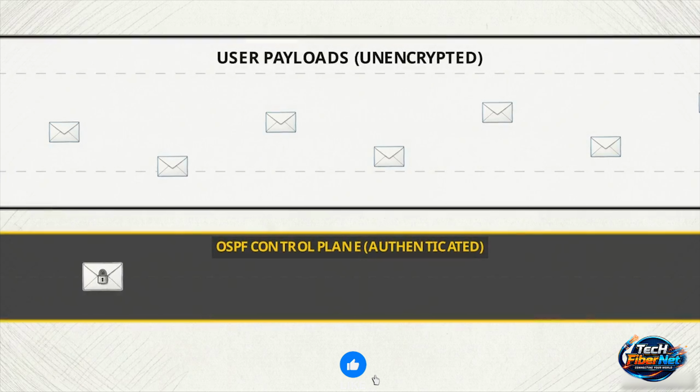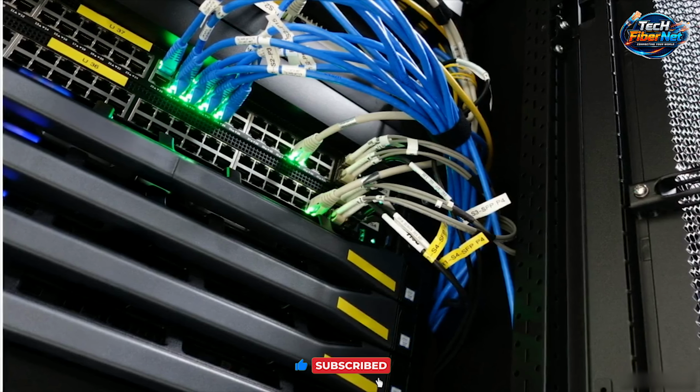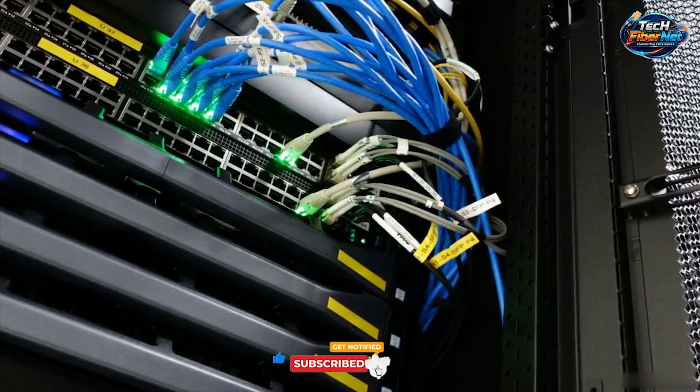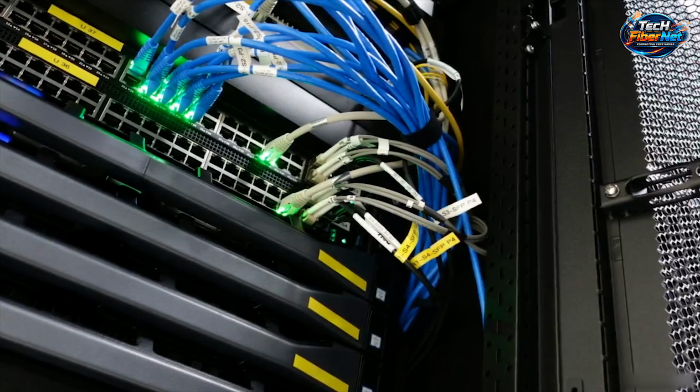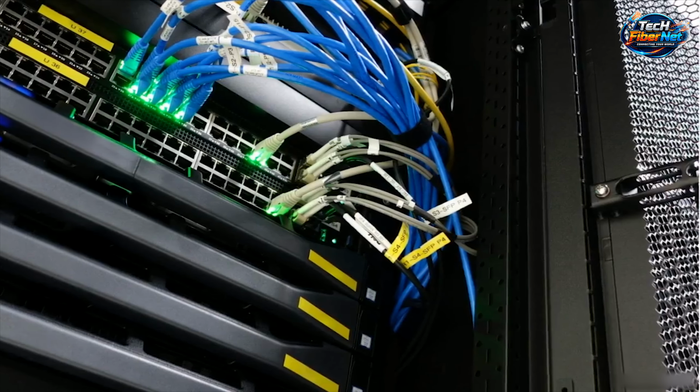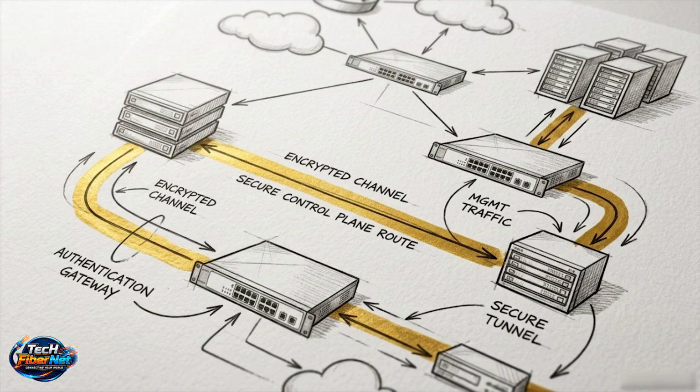It is critical to understand what this feature actually does. It does not encrypt user data payloads. As we pan across this physical cabling, the terabytes of web traffic, emails, and database queries flowing through the network remain exactly as they were. Authentication strictly secures the control plane. It ensures that the routing updates defining the paths through the network come only from trusted, configured peers.